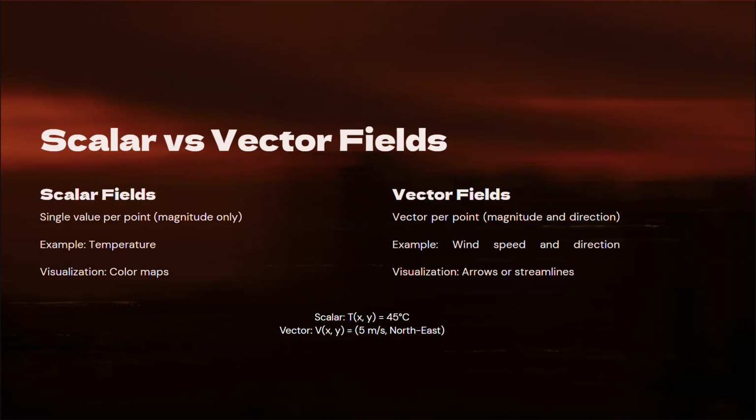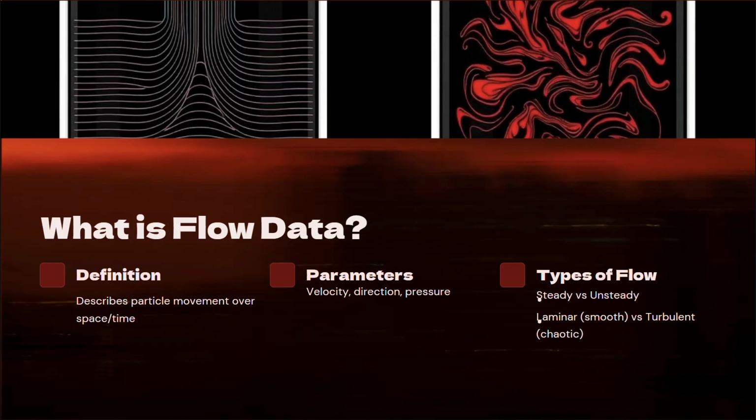So now that we have learned this, let's learn about flow data. What is flow data? Flow data describes how particles like fluid or air move across space and time. They follow key parameters. These key parameters include velocity, pressure, or direction. These are used in fluid simulations, aerodynamics, or even human respiration studies.